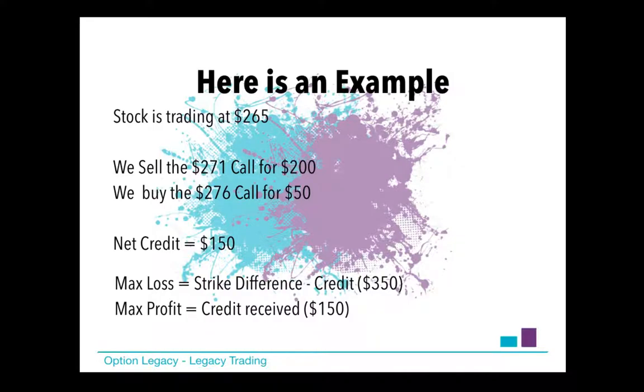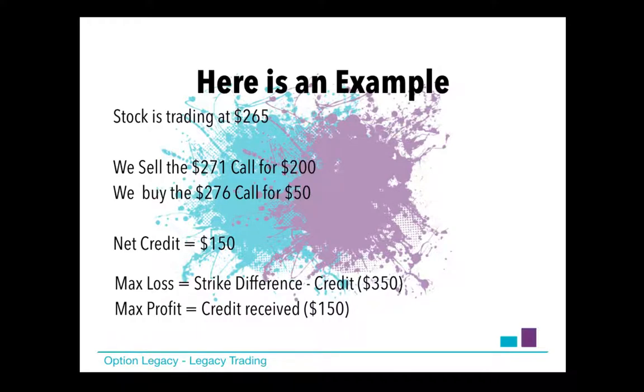So the max loss here is the difference between strikes. In this example, it's a $5 wide difference. 271 and 276 is a $5 wide difference, minus the credit that you received, which is $150. That equals a $350 max loss here, predefined.